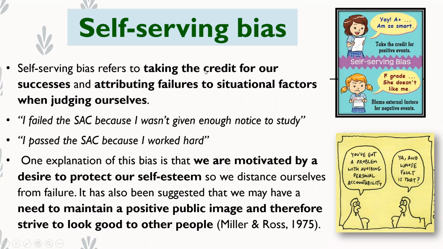So when good things happen to us, we take the credit for them. When bad things happen to us, we distance ourselves from that reason as much as possible, and we try to associate a situational or external factor with that result. Okay, so I failed the SAC because I wasn't given enough notice to study. That is an example of a situational attribution, and another example of one side of the self-serving bias. And if you say I passed the SAC because I worked hard, then that is an example of a personal attribution, and again showing you that that's self-serving.